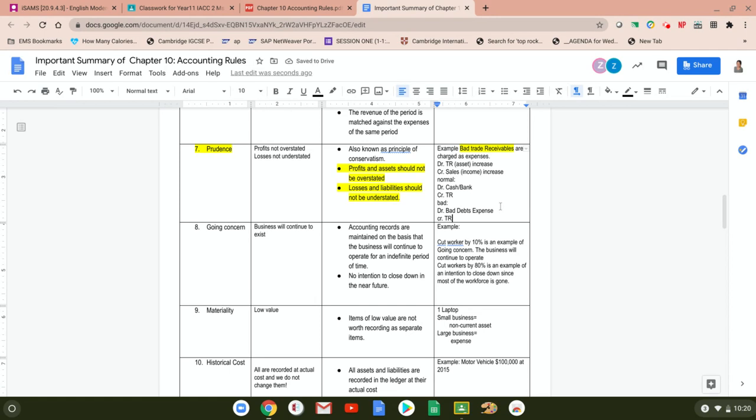Okay, in short, this will now make sure that you recorded things properly. So with the bad debt expense, your expenses will go up. Yeah? So if your expenses go up, then naturally it will not overstate your profit. Initially, you recorded a sale here.